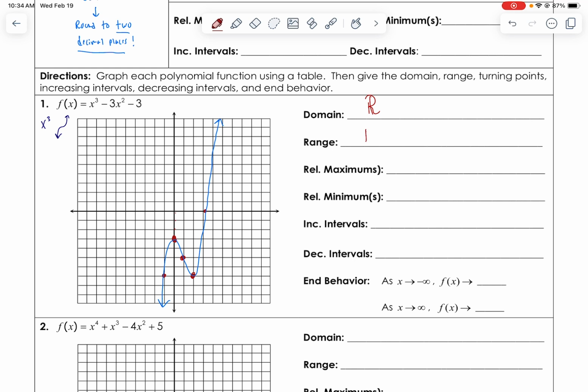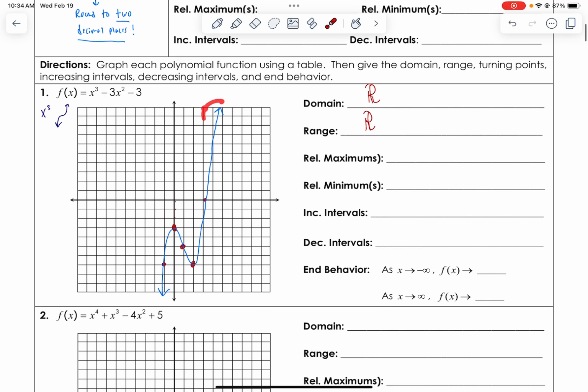So when you look back at our notes, here the end behavior, which is related to the domain and range here, both domain and range will be all real numbers. We can also write that as negative infinity to positive infinity for both.